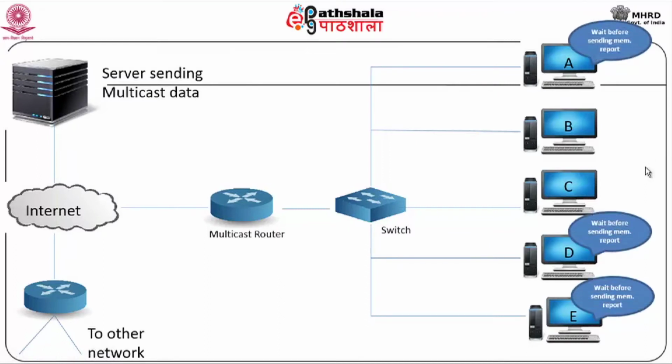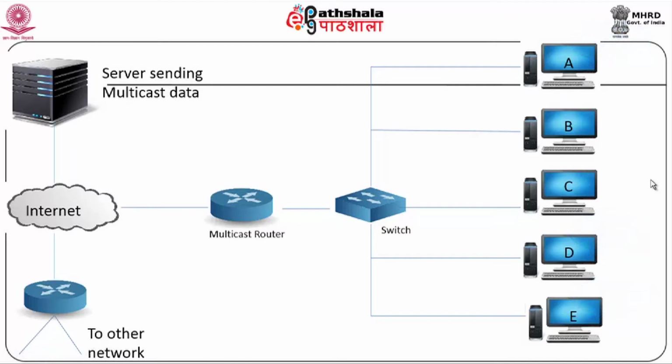So, what will they do now? Before sending the responses, each of them will wait for a random amount of time before sending the report. So, let us say each of them waits for different amounts of time. Okay. So, D is waiting for 10, and E is the one which is waiting for a shorter amount of time, let us say. So, E's timer will expire faster. So, E sends its response.